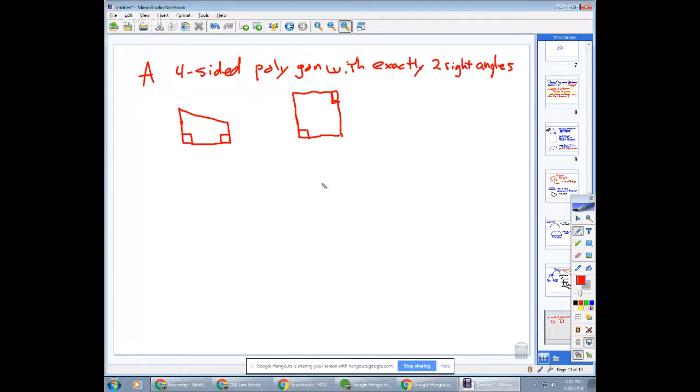A rhombus does not necessarily have right angles. If it does have right angles, what would we call it? A rhombus with right angles? A square. Yeah, so a square is a polygon. Oh wait, exactly 2. So that's too many. The way I drew this right here, it looks like these might be right angles too, and so that might be out.